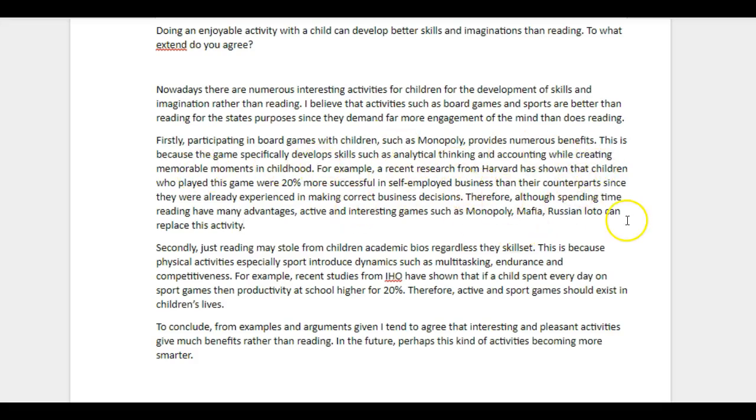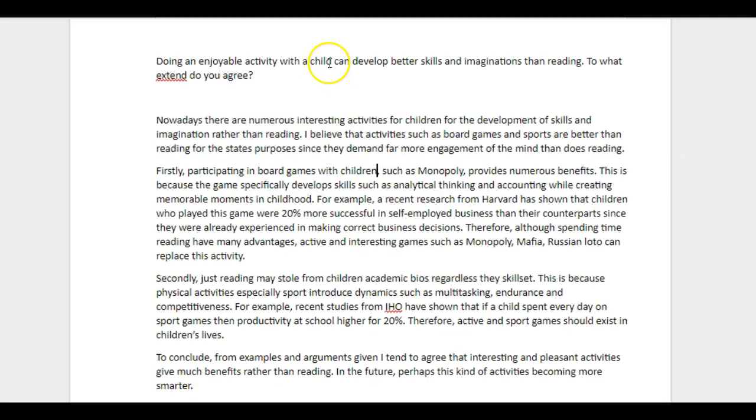So we do need here something about how these games are better than reading. So here we just talk about that they have numerous benefits and what those benefits are, but we need to make sure that we compare it with reading. And you notice how I say participating in board games with children to make sure that we satisfy this part of the question.